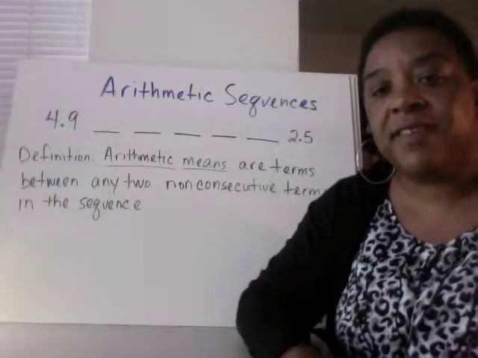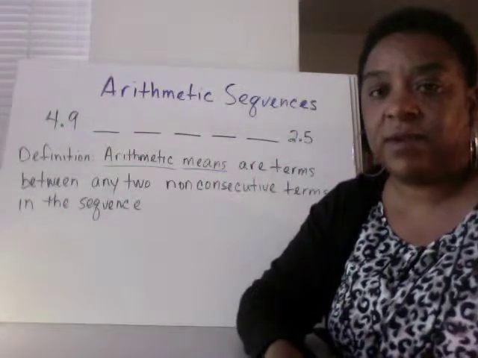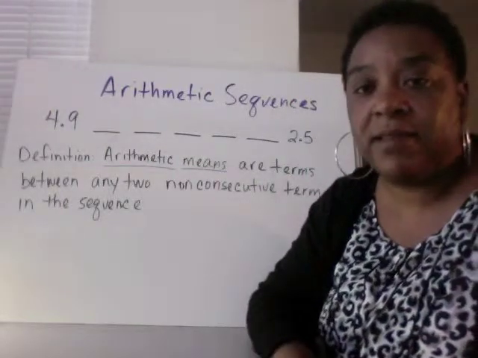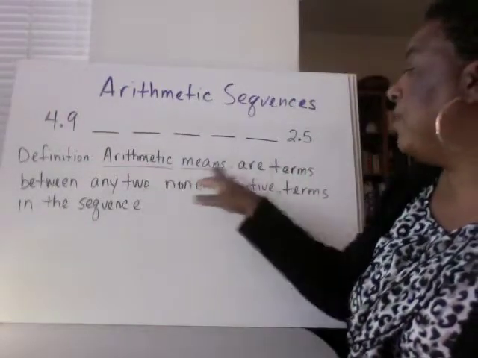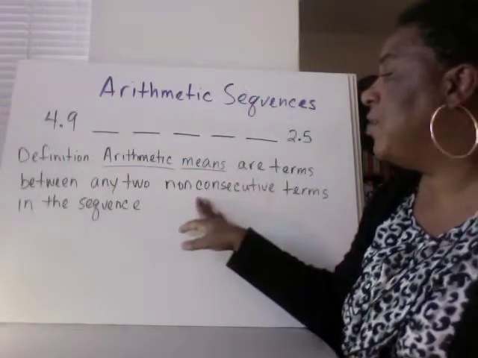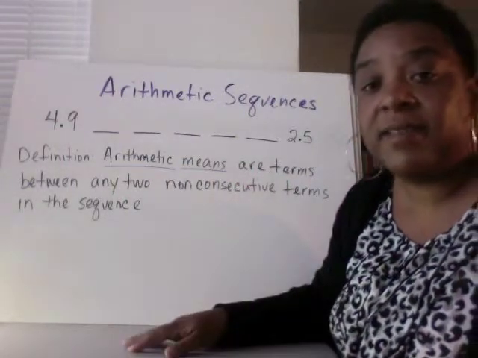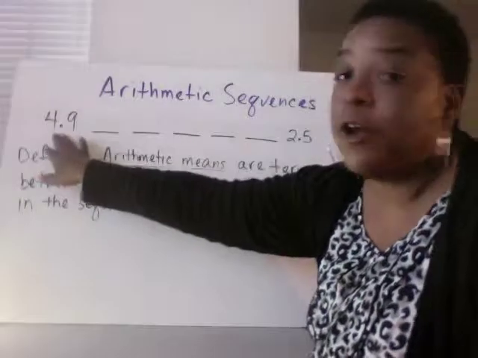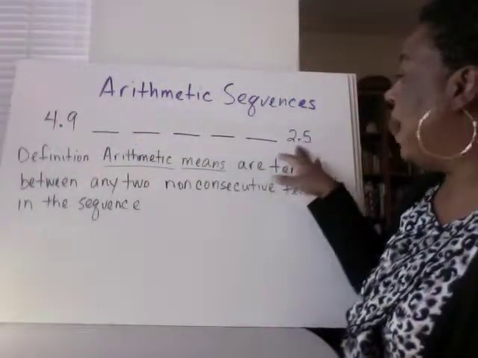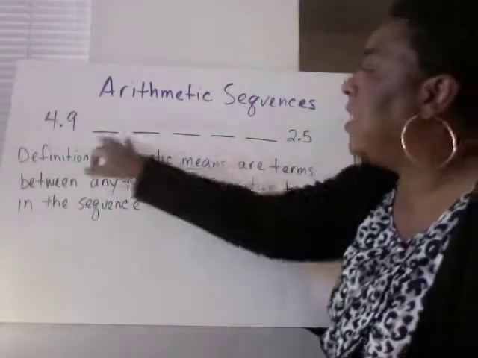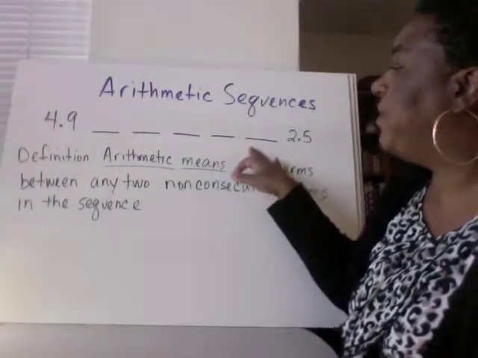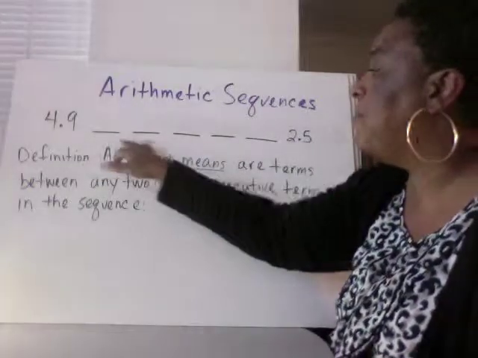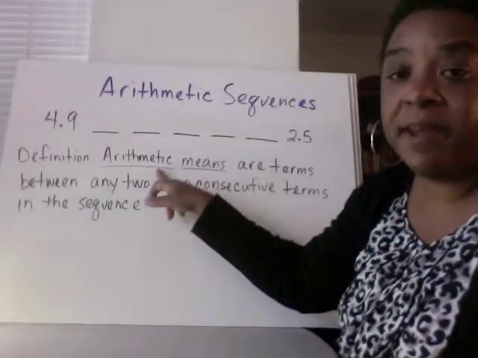Let's look at another example involving arithmetic sequences. We want to look at something called arithmetic means. Arithmetic means are terms between any two non-consecutive terms in the sequence. And we have an example of that here. Our first term is 4.9, our last term is 2.5, and we're missing a few terms in between our two non-consecutive numbers. And these missing numbers is what we call the arithmetic means.